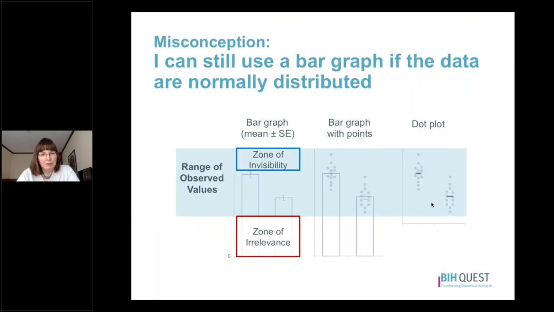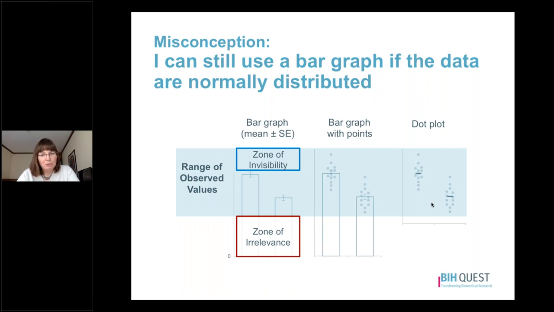I'll give you an example of how to do this, and this is a figure we'll talk about in a later section on bar graphs, but it's a figure targeting the misconception that one can still use bar graphs to display data if the data distribution is normal.